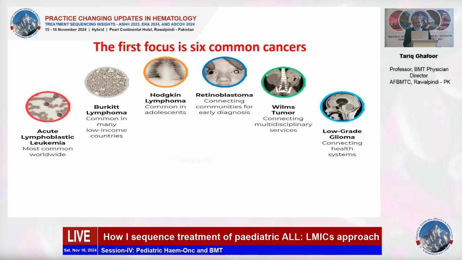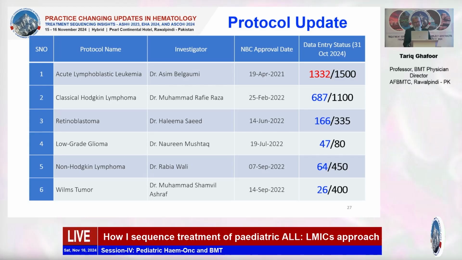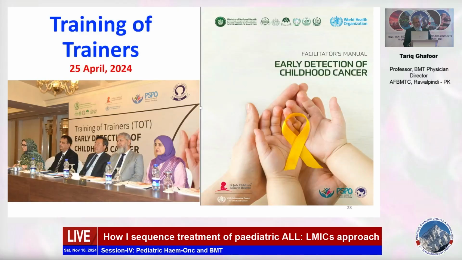So we have made the protocol for these common 6 diseases including ALL and Burkitt lymphoma, and a uniform protocol is now available in our country. And these are the centers. If you start from Karachi, there are 13 or 14 centers doing collaborative studies. This is just a state of the data. We aim to get 1500 patients of ALL and we are nearly reaching that, because this protocol started in April 2021, and you can look at other protocols as well.